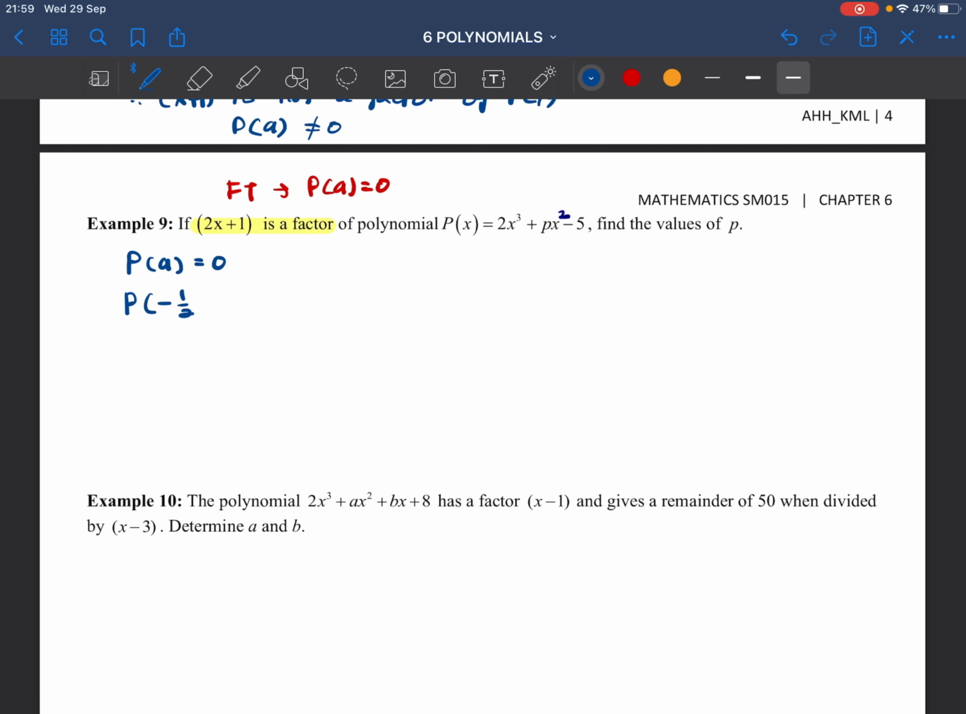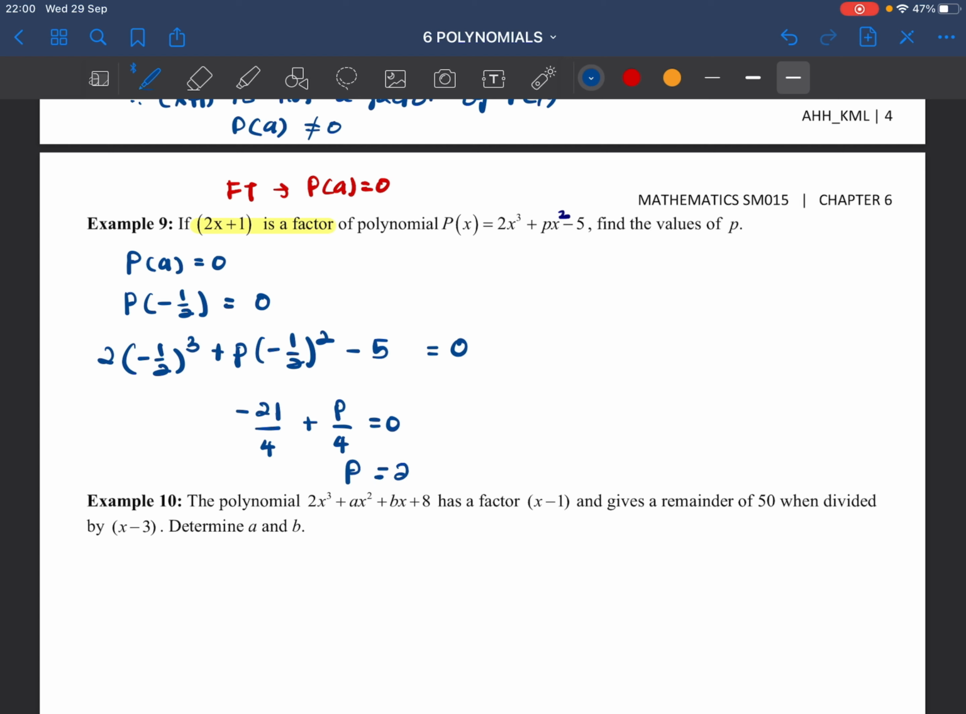P of negative 1 over 2. Okay, substitute into this polynomial. So equals to 0. So we will have 2 times negative 1 over 2 cubed plus P times negative 1 over 2 squared, minus 5 equals to 0. Now we just rearrange. Should get the answer negative 21 over 4 plus P over 4 equals to 0. And then your final answer should be P equals to 21.